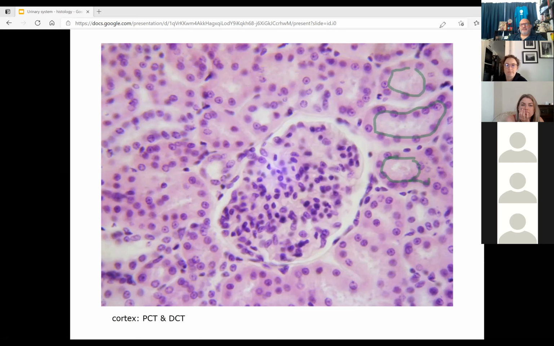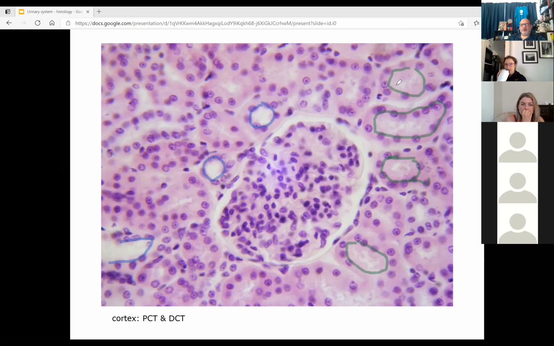Compare those, for instance, to this one right here, or this one right here. Notice how clear the lumens are, right? Again, this is kind of a weird section of one. I probably wouldn't use this one on an exam, but again, you can see there's a lumen here that is much more clear, right? This one here, again, much more stuff inside of it.